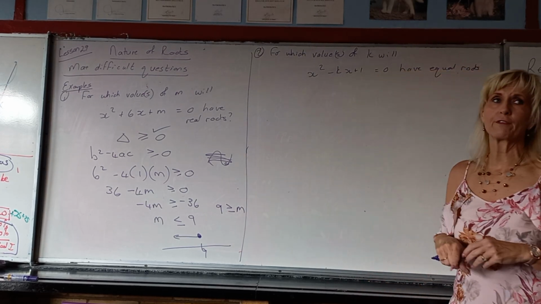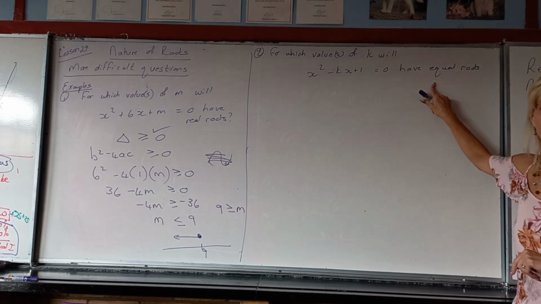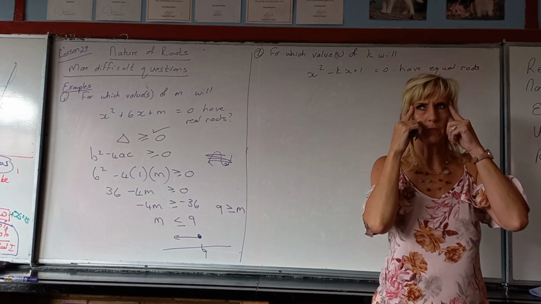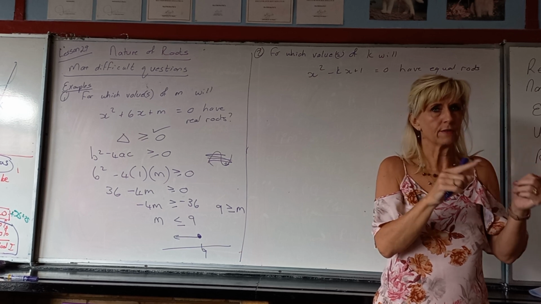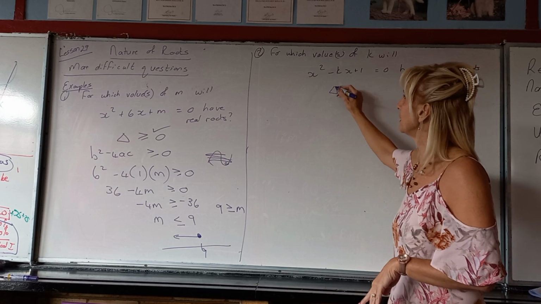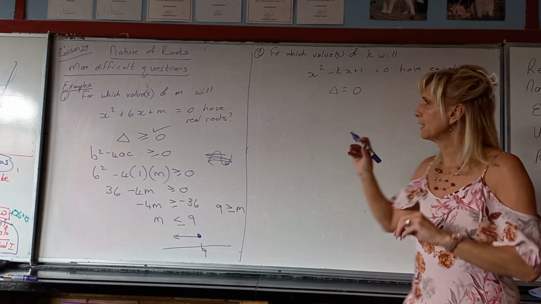Alright, so which value of k will have equal roots? What does equal roots entail? Will you sit in a test and think, oh, discriminant? Equal roots, nature of roots. Look at the discriminant. And for equal roots, what must the discriminant be? 0. So you know in the back of your mind, you've got that little formula.